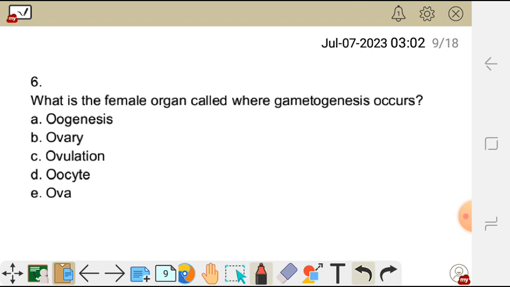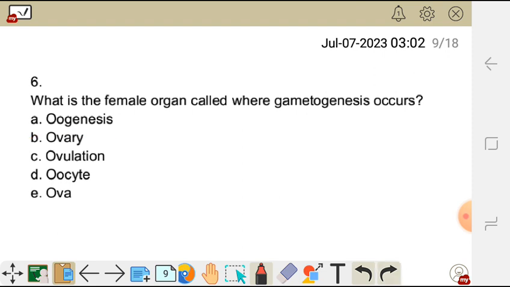Question 6. What is the female organ called where gametogenesis occurs? A.